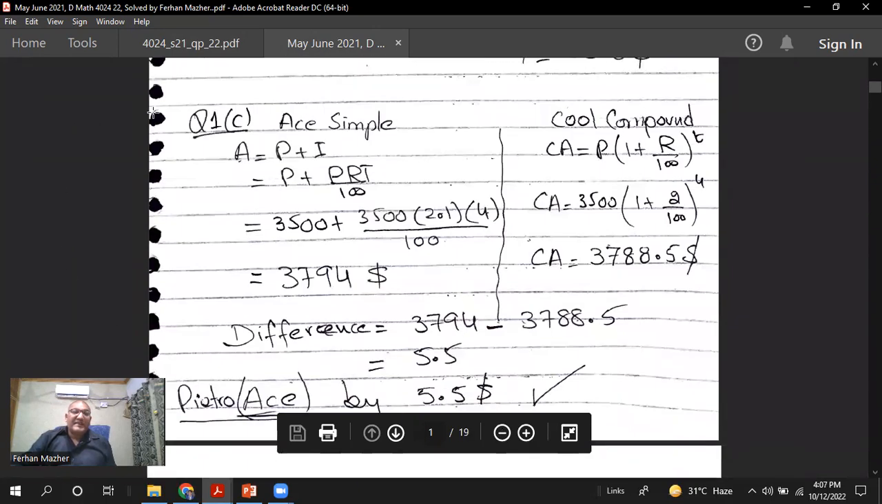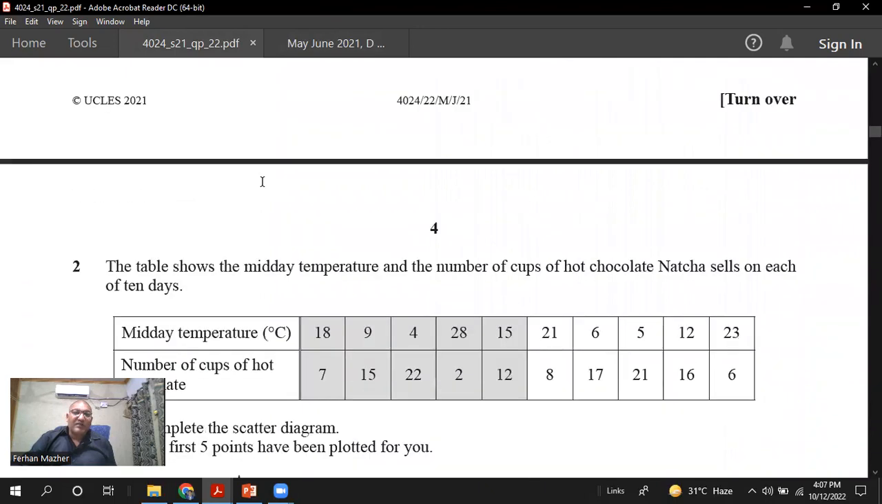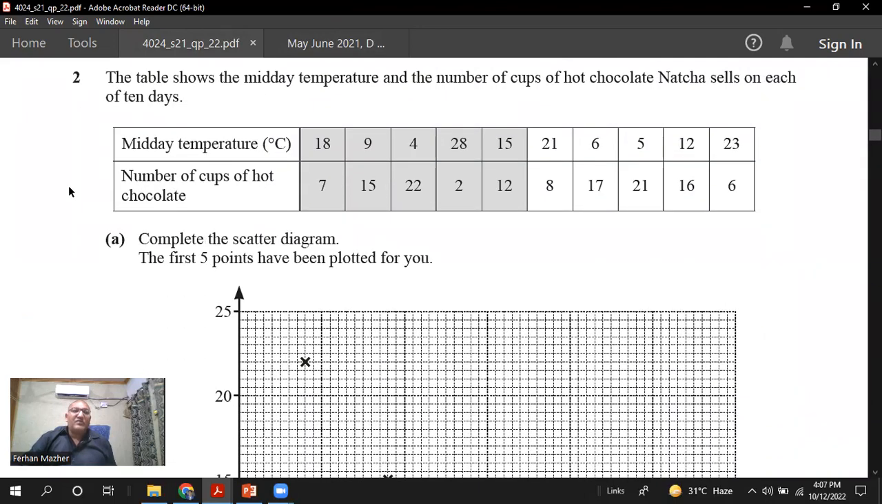So question number one is C part. The whole question is showing up on your screen. I have already checked them with this. That was a 4-mark question. Okay, now we are on to question number 2.